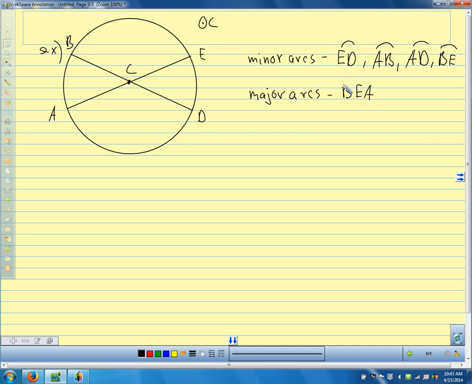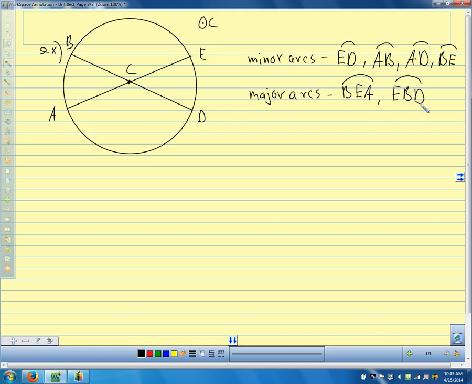BEA. So that tells me I start here, go all the way around to there. So that tells me I go through point E to make sure I go the right direction. I could also name this one BDA. I'd get the same arc. How about another major arc? E, B, D. Okay, that works. E, B, D. We're going all the way around to there.